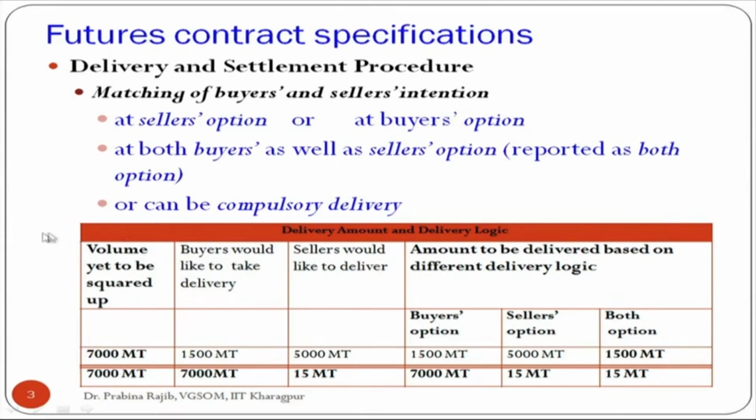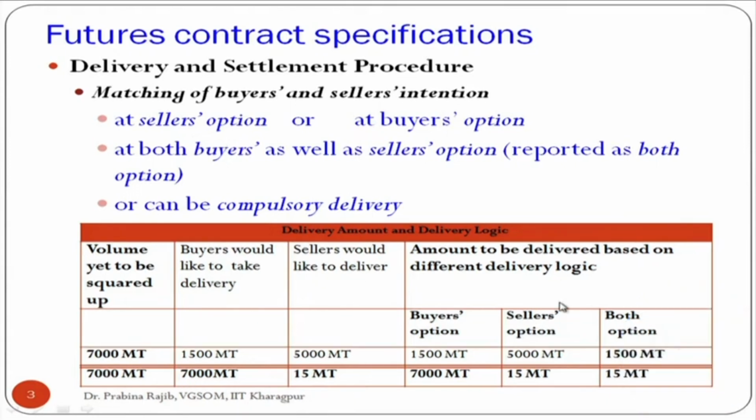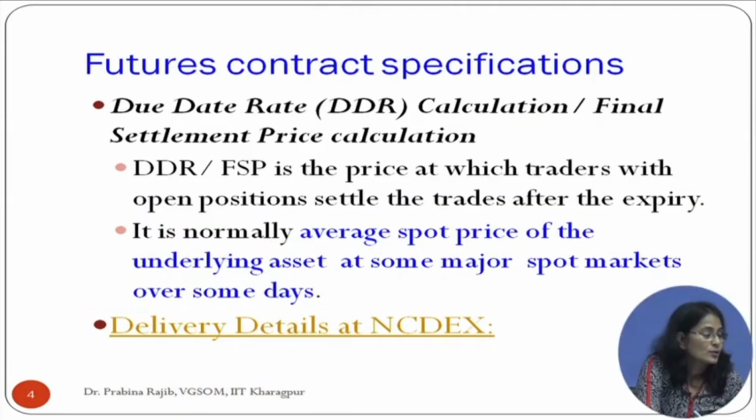Now, let us go to this particular slide. This particular slide shows how order matching will happen depending upon the delivery logic. This particular slide is self-explanatory. I am not going into much detail. You can spend some time understanding the details which are mentioned here. I have also mentioned how the due date rate is calculated.